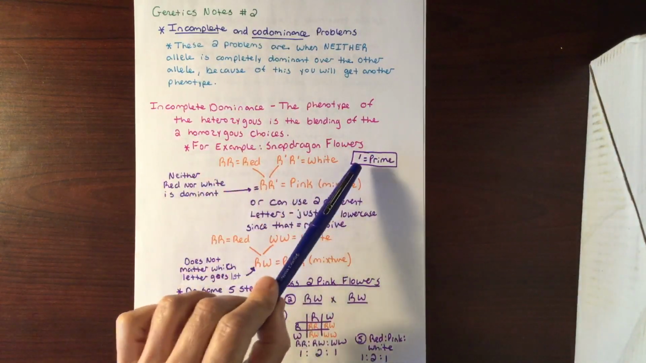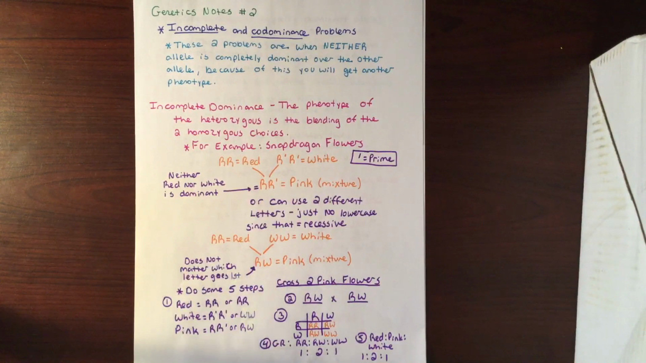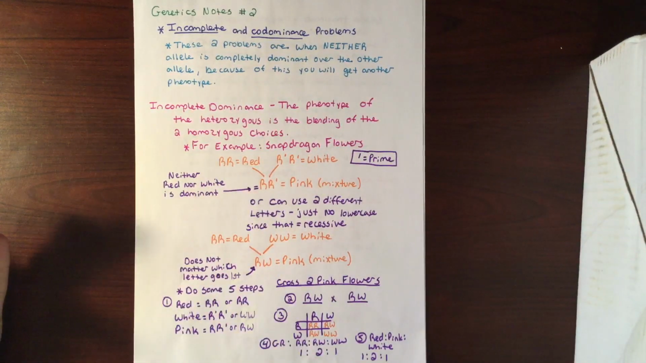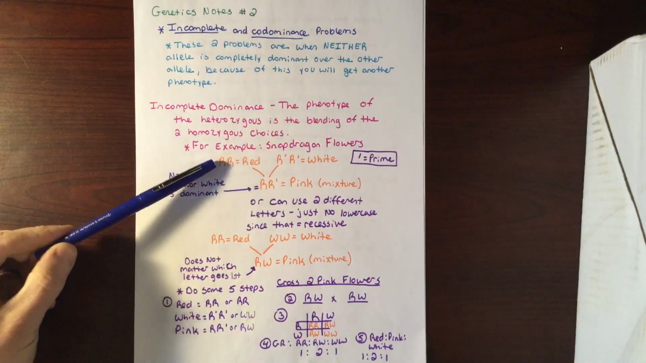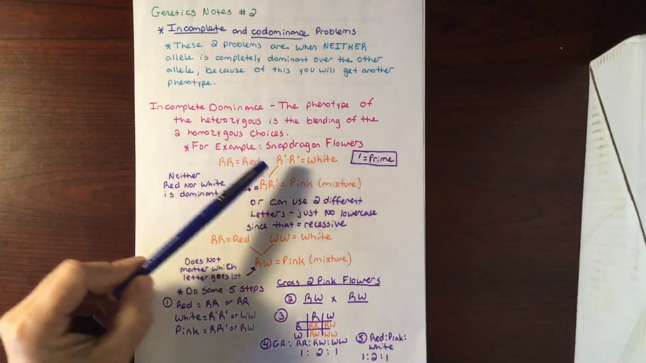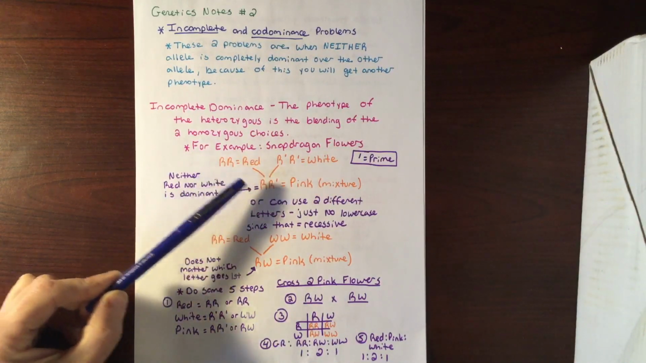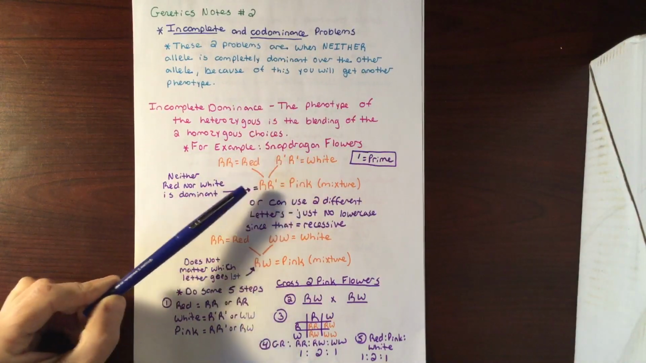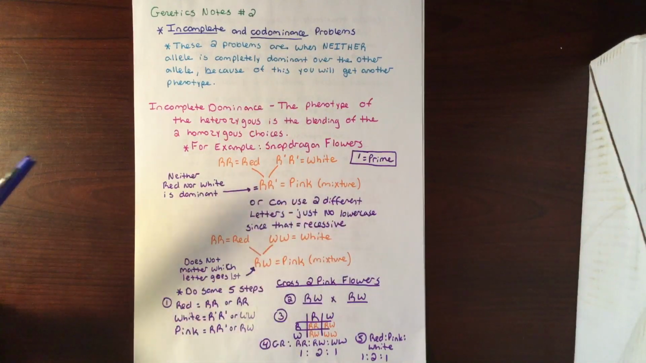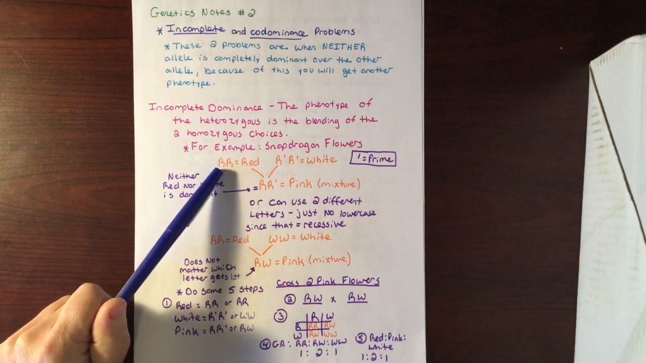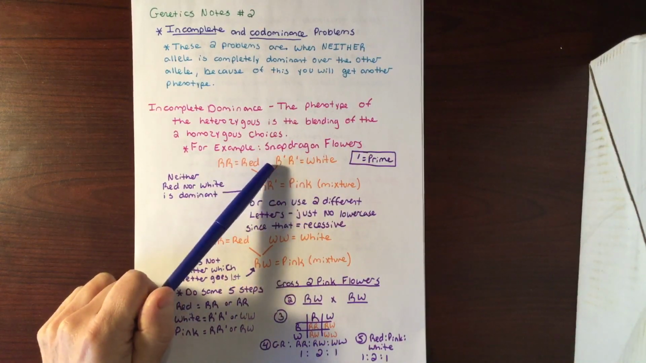The first way is with that little symbol there, which is my prime symbol. So this is where I'm using one letter. I don't want to use a lowercase form of that letter. So what I'm going to do is I can say red is RR, white is R prime R prime, but when I blend them together, this parent's going to give one of those alleles, this parent will give one allele. I have R R prime as my pink. Does it matter who's the R prime? No, I could have made red R prime. I could have made white RR.